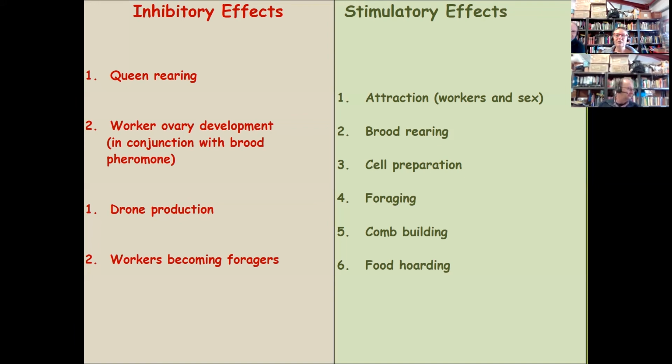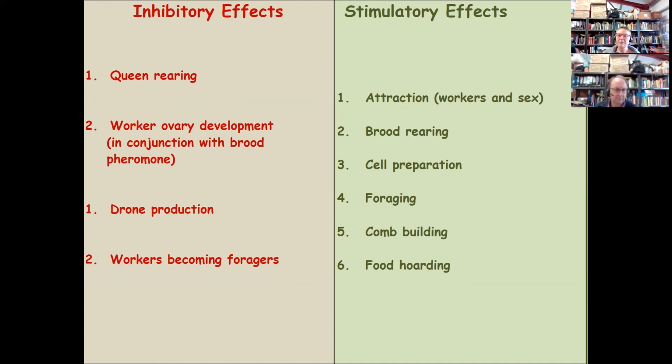And we're going to just quickly whiz through some of the effects of queen substance, and I'm using the term queen substance because I'm referring to the whole cocktail of chemicals that the queen's giving off, not just queen mandibular pheromone, not just 9-ODA or 9-HDA. So the queen substance can inhibit queen rearing. That is, she stops them making another queen.